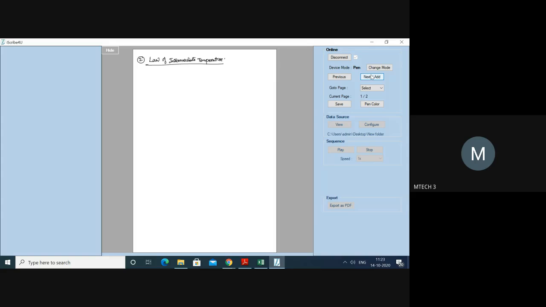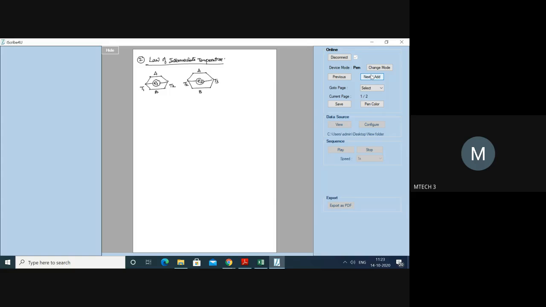So what does the law of intermediate temperature state? Very simple. Now we have two different metals, A and B. Maintain the temperatures T1 and T2. The EMF developed is going to be E1. Then one more is going to be there, again with the same metals A and B, but maintained between the temperatures T2 and T3. This gives you E2.